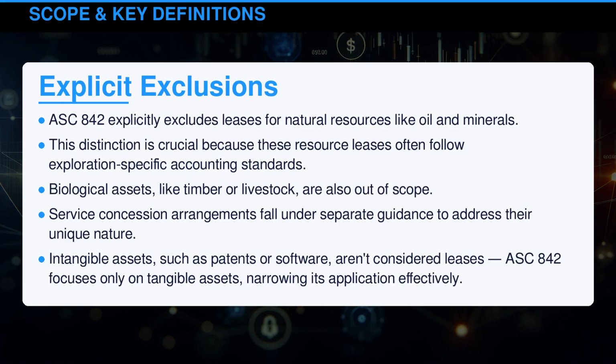ASC 842 explicitly excludes leases for natural resources like oil and minerals. This distinction is crucial because these resource leases often follow exploration-specific accounting standards. Biological assets like timber or livestock are also out of scope. Service concession arrangements fall under separate guidance to address their unique nature. Intangible assets such as patents or software aren't considered leases. ASC 842 focuses only on tangible assets, narrowing its application effectively.